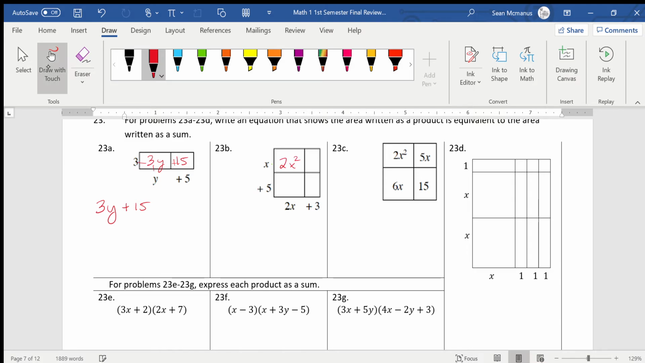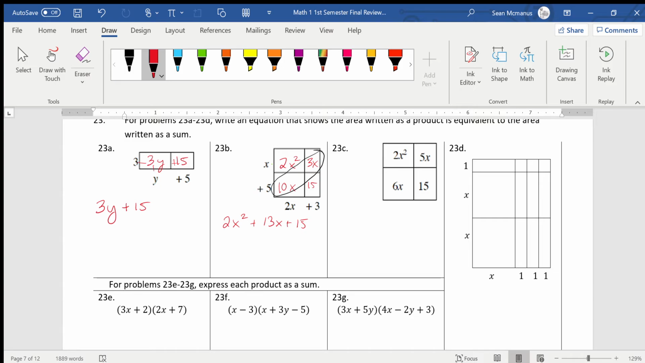All right, so 23B, top left box, we're gonna have 2x times x is 2x squared. Top right box is x times 3, so 3x. Bottom left box, 5 times 2x is 10x. And the bottom right box, 5 times 3 is 15. So a lot of times I'll be able to combine these two right here, and actually I can in this one, right? 10x and 3x I can combine to 13x. So I'm going to have 2x squared plus 13x plus 15.